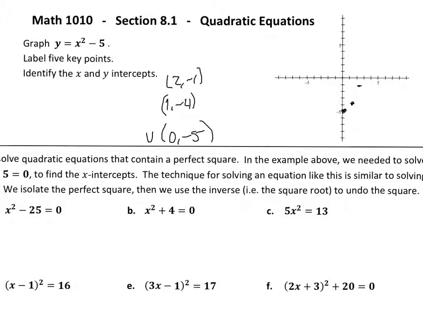Okay. Now I'm going to go left 1 and up 1 squared. So that becomes -1, -4. And then we're going to go left 2 and up 2 squared. So that puts me at -2 and -1. Okay. So there are 5 key points.